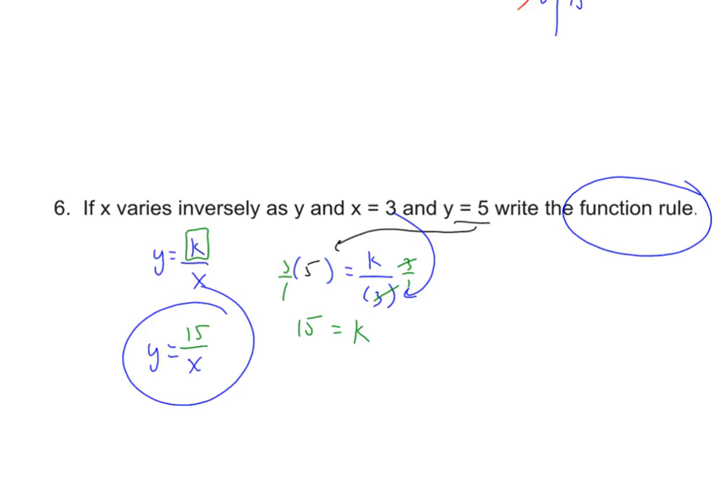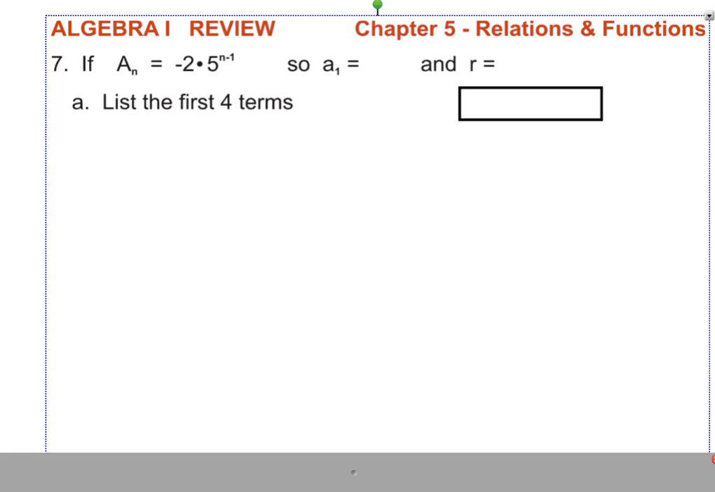If one goes down, the other goes down. Inversely, if one goes up, the other goes down. If one goes down, the other goes up. Okay? But you got to know your patterns, so make sure you have those memorized. Don't miss those. Okay, sequences.